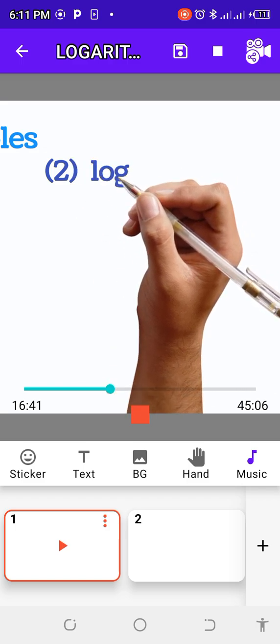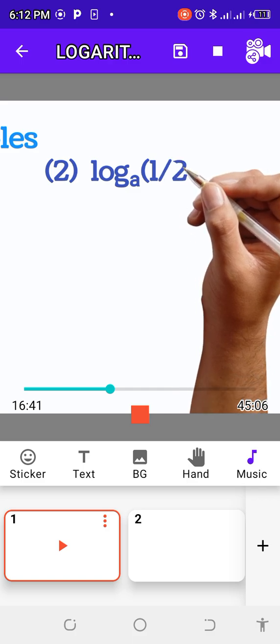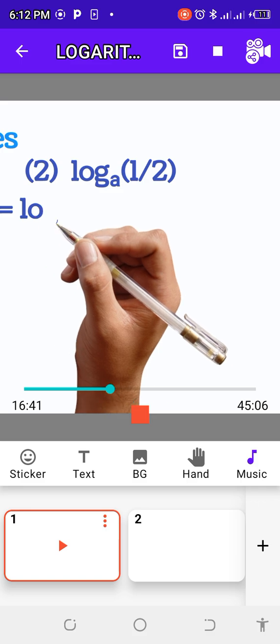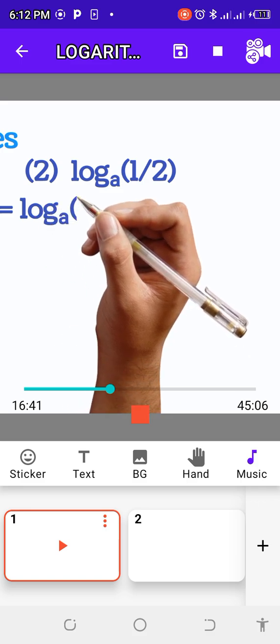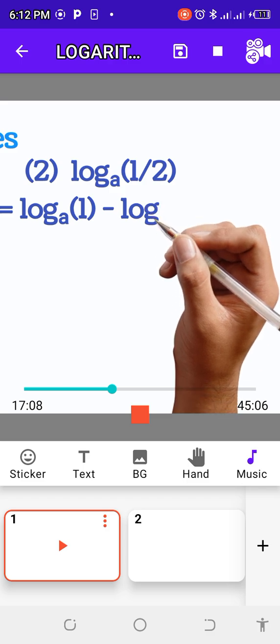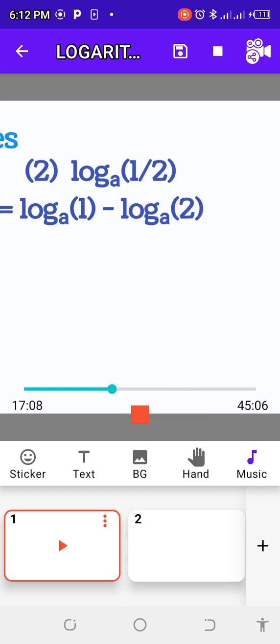Evaluate log 1 over 2 base a. The same thing, this is the same thing as log 1 minus log 2. Log 1 is equal to what? 0. Log 1 minus log 2. And log 1 is equal to what?